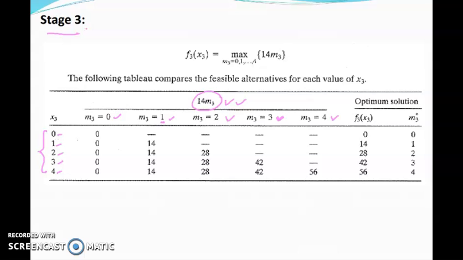And there is another condition. You have to make sure that W3, the weight of item 3, times the alternative is less than or equal to x3. This is to make sure that the combination here is always less than or equal to the total weight.